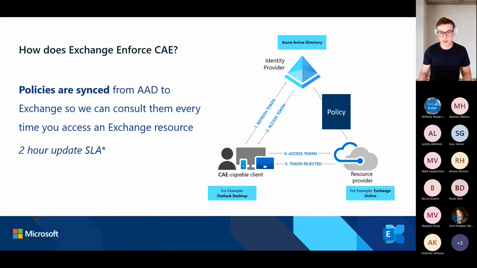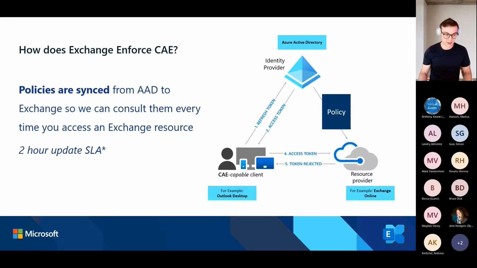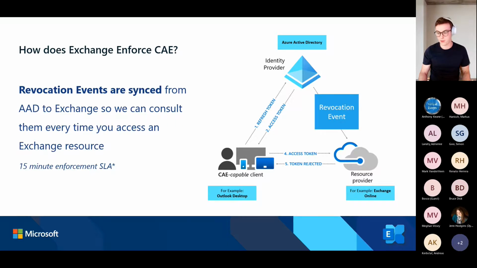So first of all, policies are synced from the identity provider to the resource provider, Exchange in this case, and these are those IP address policies. Separately, revocation events are synced over from the identity provider over to the resource provider. I missed the SLA actually. So for policies, there's a 2-hour SLA for them being updated if you make any changes. And there's a 15-minute SLA for the events because we want the events to be pretty quick. That's the SLA. Actual enforcement time is a bit quicker than that typically for the event-based revocation.